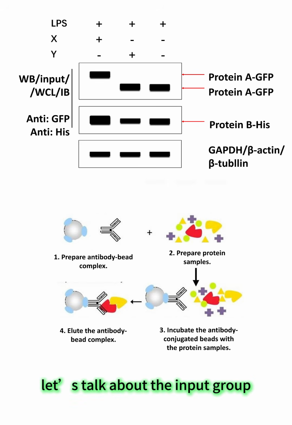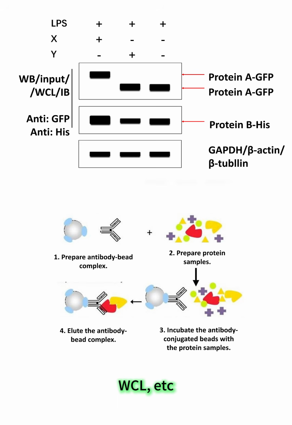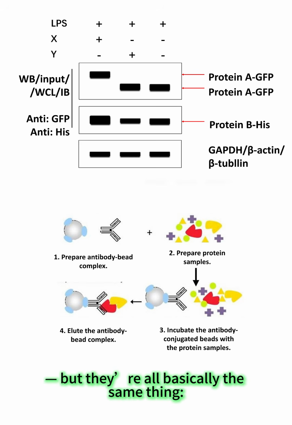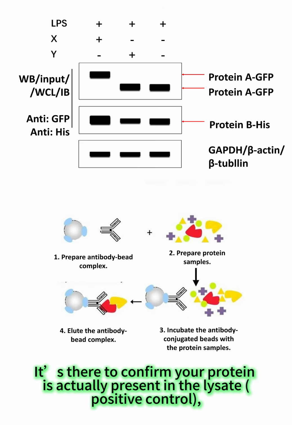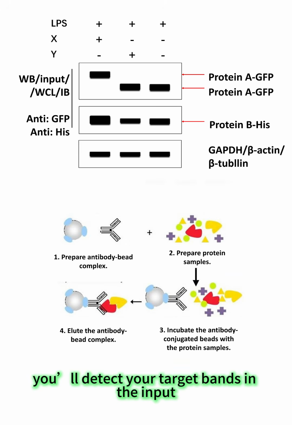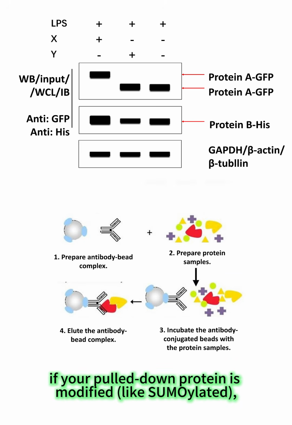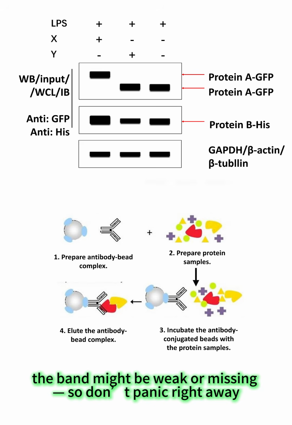Now, let's talk about the input group. You'll see different names for this group: WB, IB, WCL, etc., but they're all basically the same thing, a control group. It's there to confirm your protein is actually present in the lysate, positive control, and also to help evaluate how efficient your IP was. Usually, you'll detect your target bands in the input. But sometimes, for example, if your pulled-down protein is modified, like SUMOylated, or it's unstable, the band might be weak or missing, so don't panic right away.